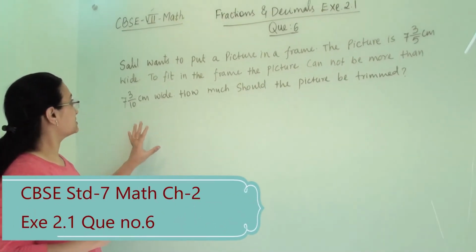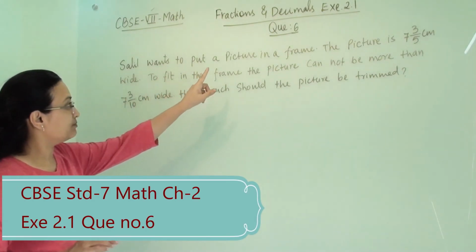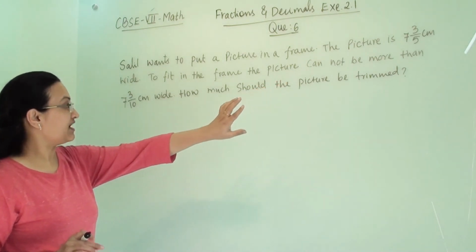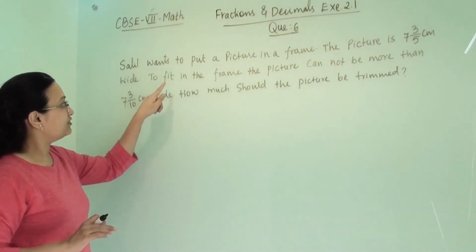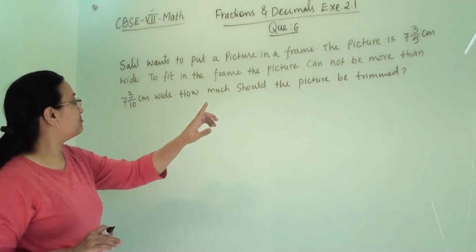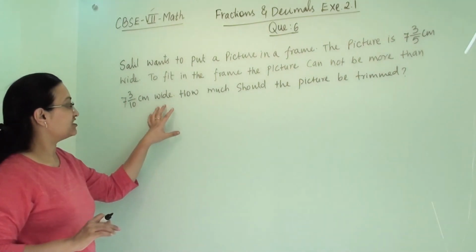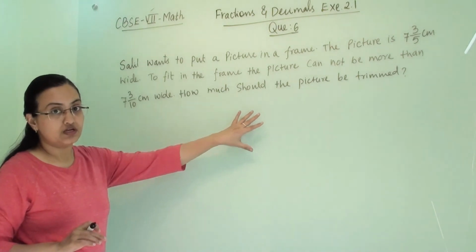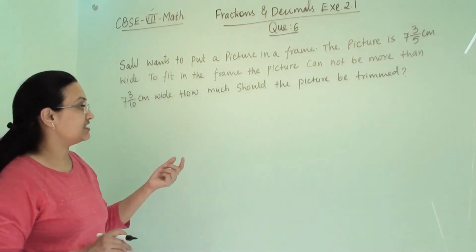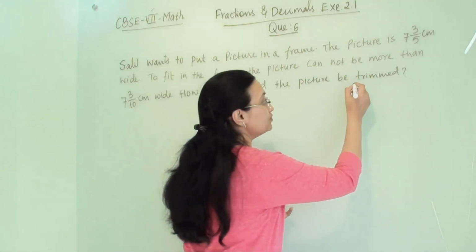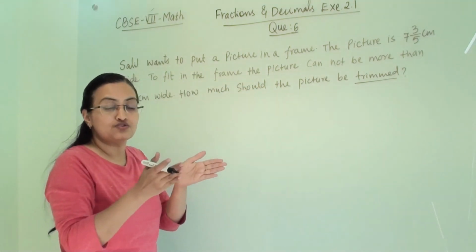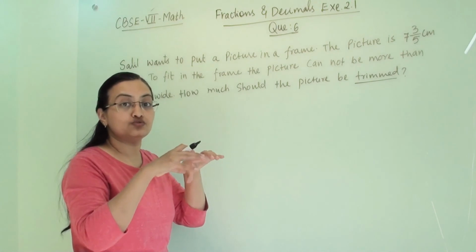Question number 6. Salil wants to put a picture in a frame. The picture is 7 3/5 centimeter wide. To fit in the frame, the picture cannot be more than 7 3/10 centimeter wide. How much should the picture be trimmed? Here they have directly asked how much we have to trim the picture, that means how much we have to cut the picture so that it will fit into the frame.